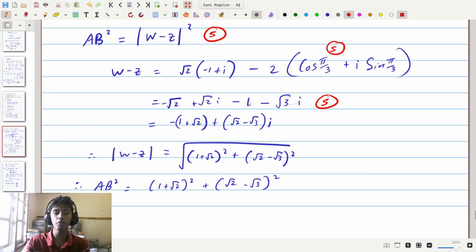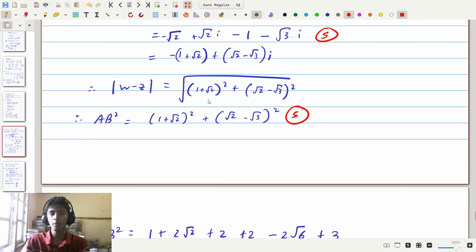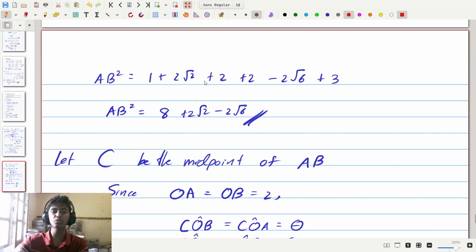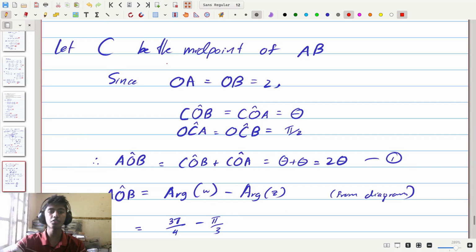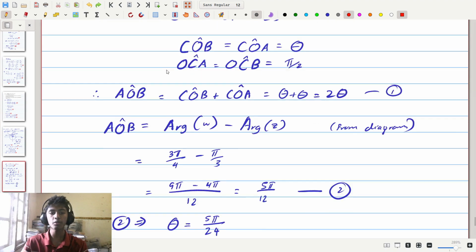When you simplify down further and you get that the modulus of w minus z is equal to all of this, meaning that AB squared is equal to this thing, you get 5 marks. And finally, when you simplify that down to get that AB squared is equal to the answer that they gave in the question, which is 8 plus 2 root 2 minus 2 root 6 like this, you get another 5 marks.